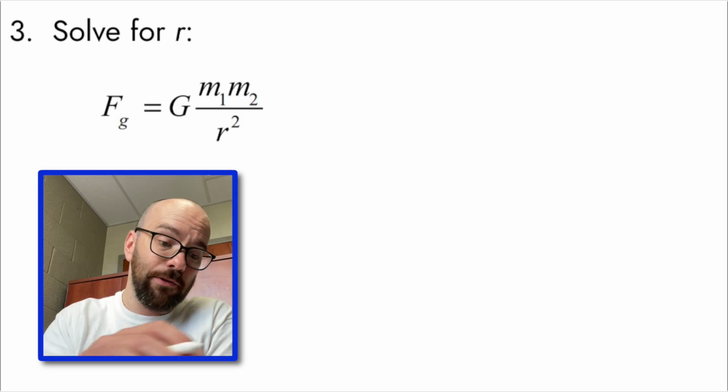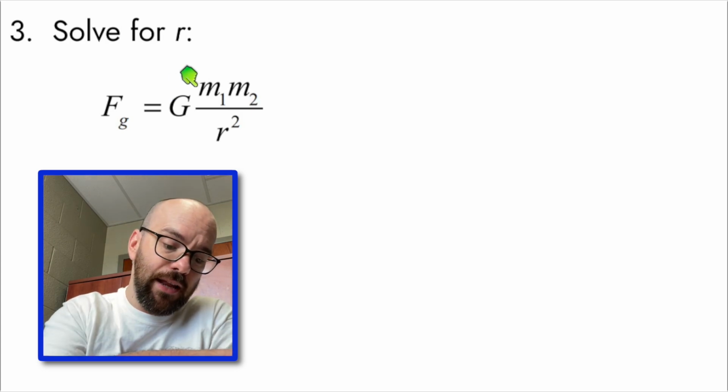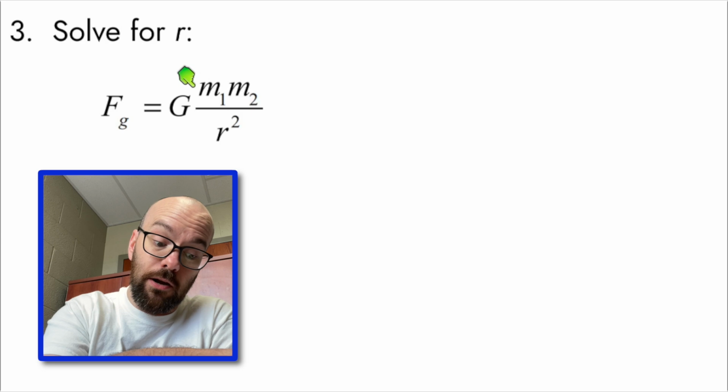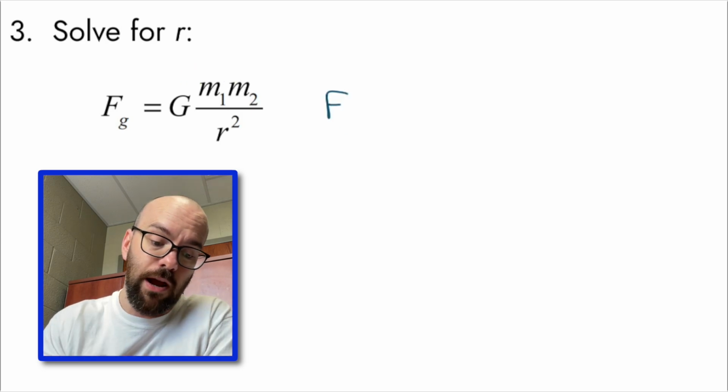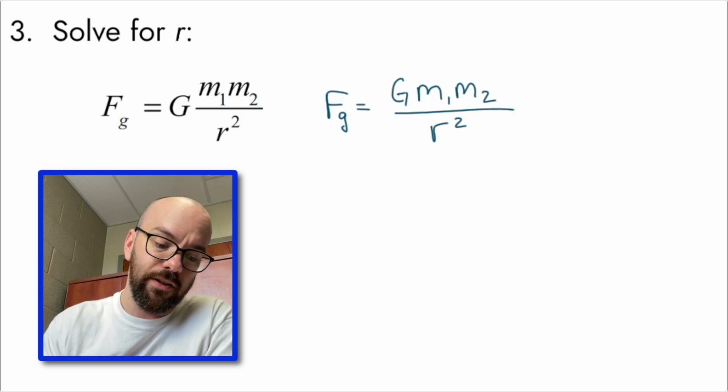Next thing, that capital G, when we multiply this out, it's actually just going to end up on the numerator with the M1 and the M2. So I'm going to write it like that just to kind of simplify this for us. FG equals G, M1, M2 over R squared.